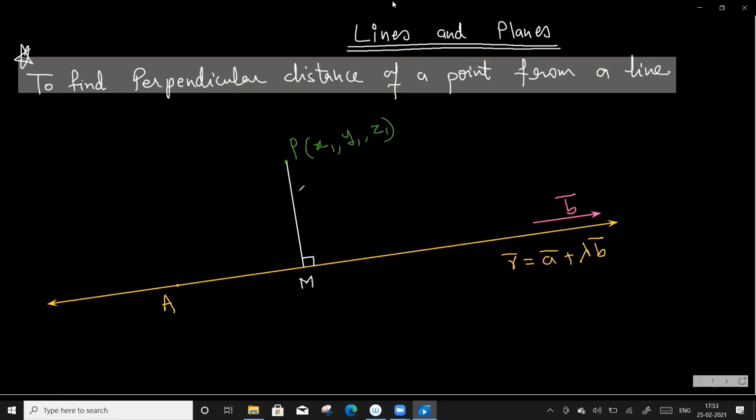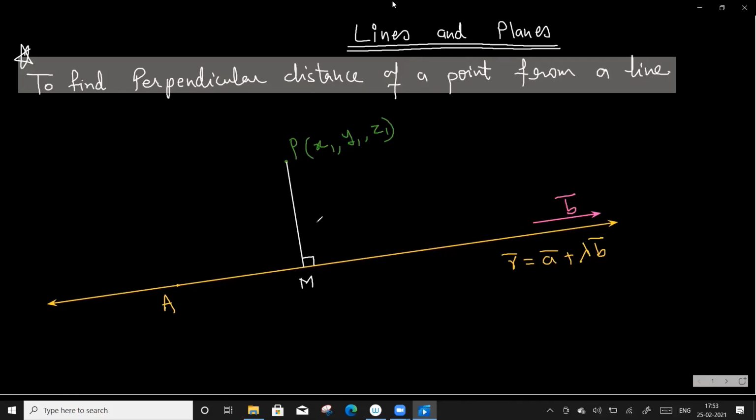We are given x1, y1, z1. We have to find PM. We have to find the length PM. That is the perpendicular distance. We have to find the length PM. That is, we have to find the perpendicular distance of point P from the given line.